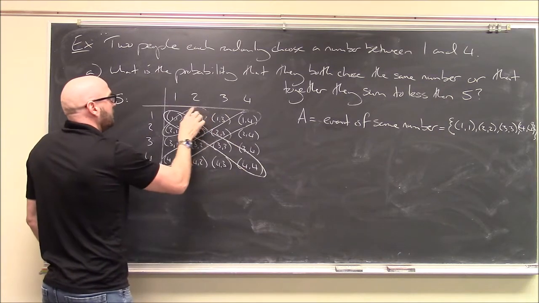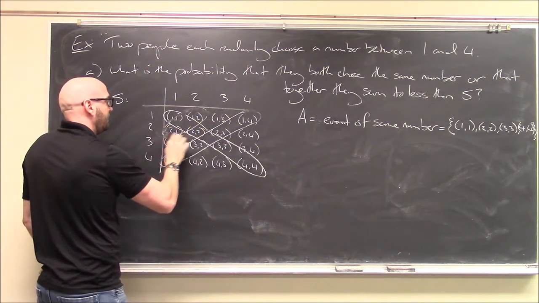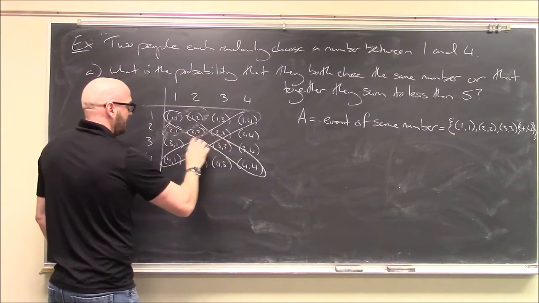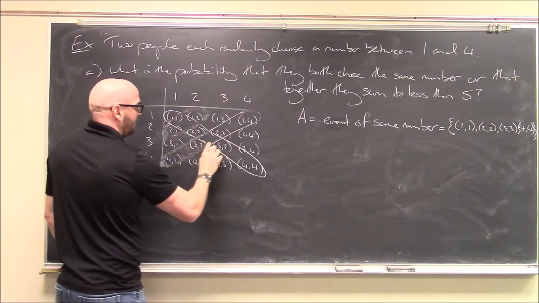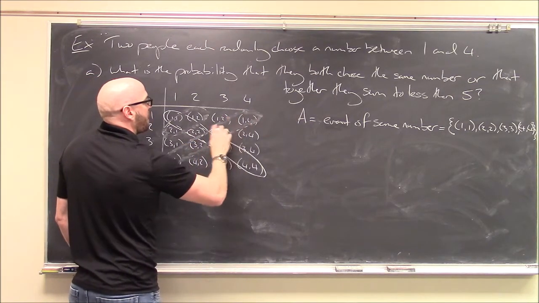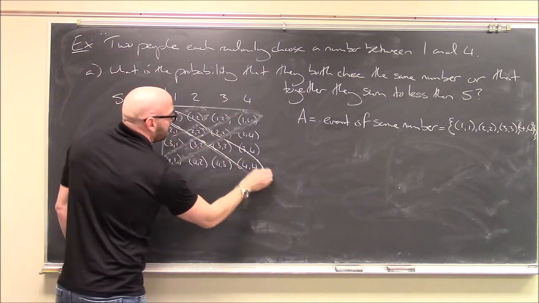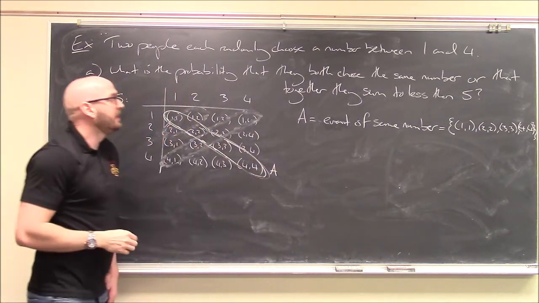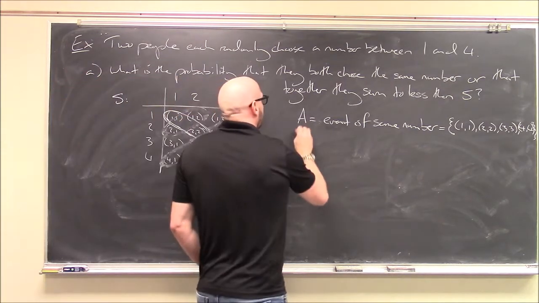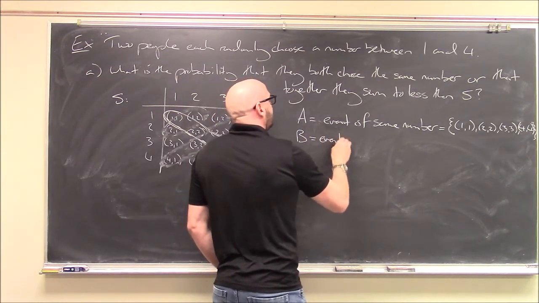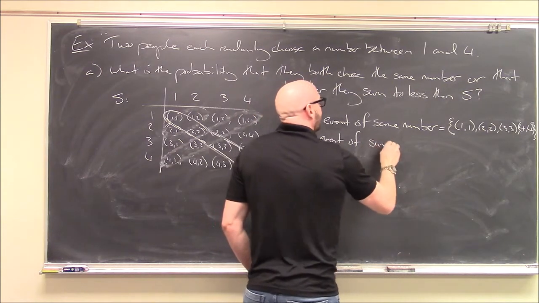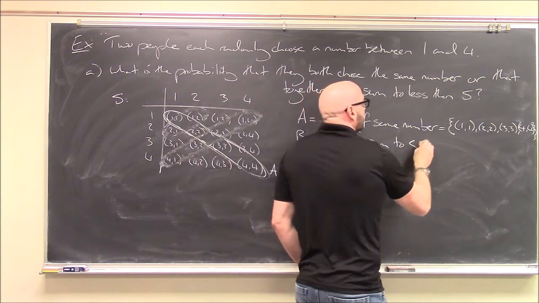I should try to erase the ones from the last example. So that's gone, and we'll pretend this is gone. Okay, so we're looking at everything in this diagonal. This is A. And what about B? B equals the event of sum to strictly less than 5.